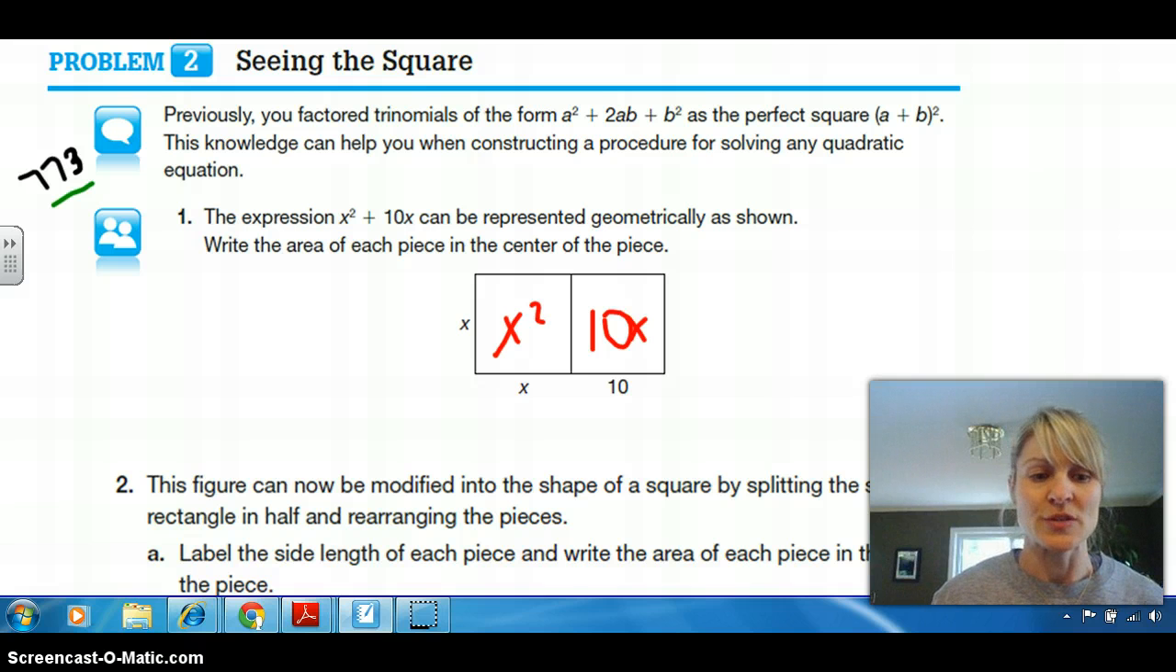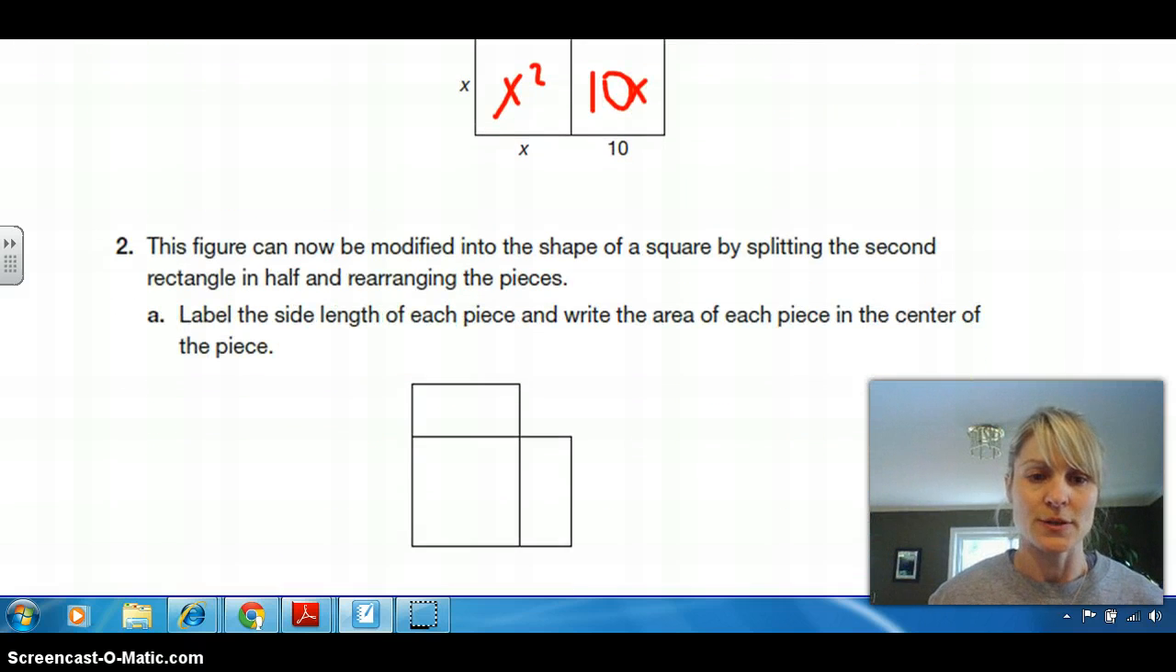So now let's look at number 2. It says this figure can be modified into the shape of a square by splitting the second rectangle in half and rearranging the pieces. So what they're talking about doing is taking this rectangle right here, and they cut it in half. And so you could think if you had it in half, this would be an area of 5x, and this would be an area of 5x. And then the whole thing has an area of 10x. So I took this and split these two pieces in half. They put one here and one here. But together, they make this 10x piece here.